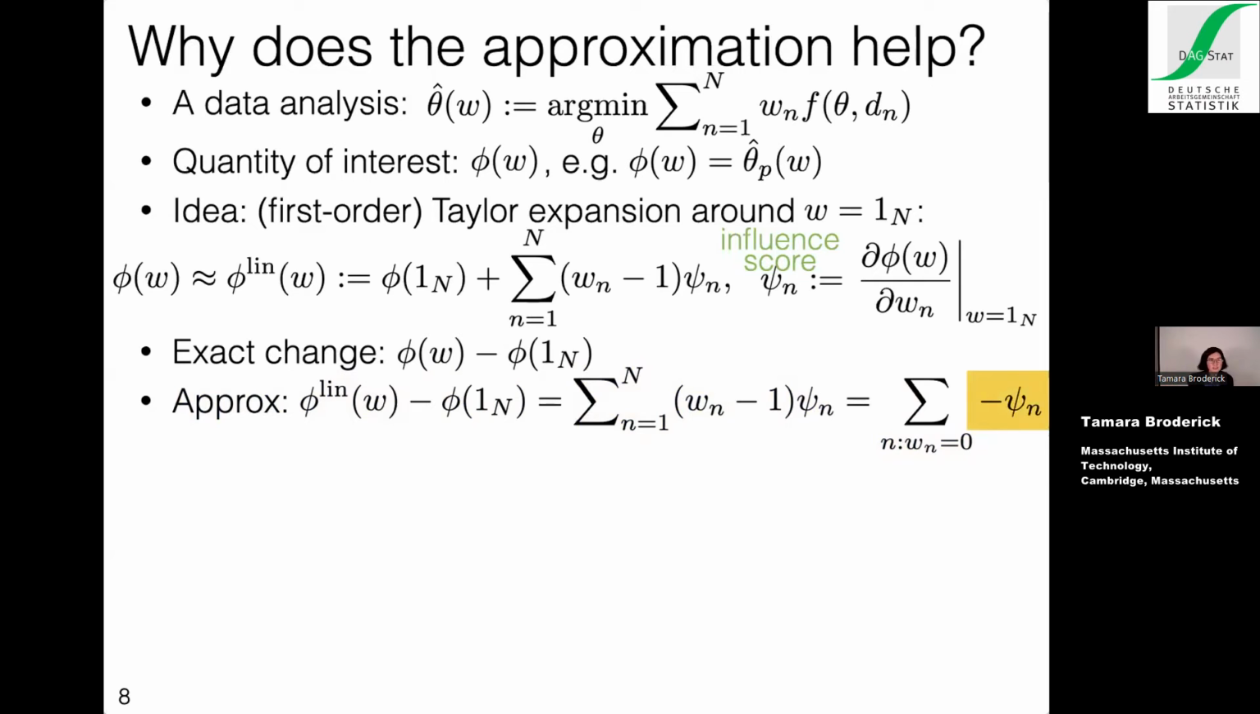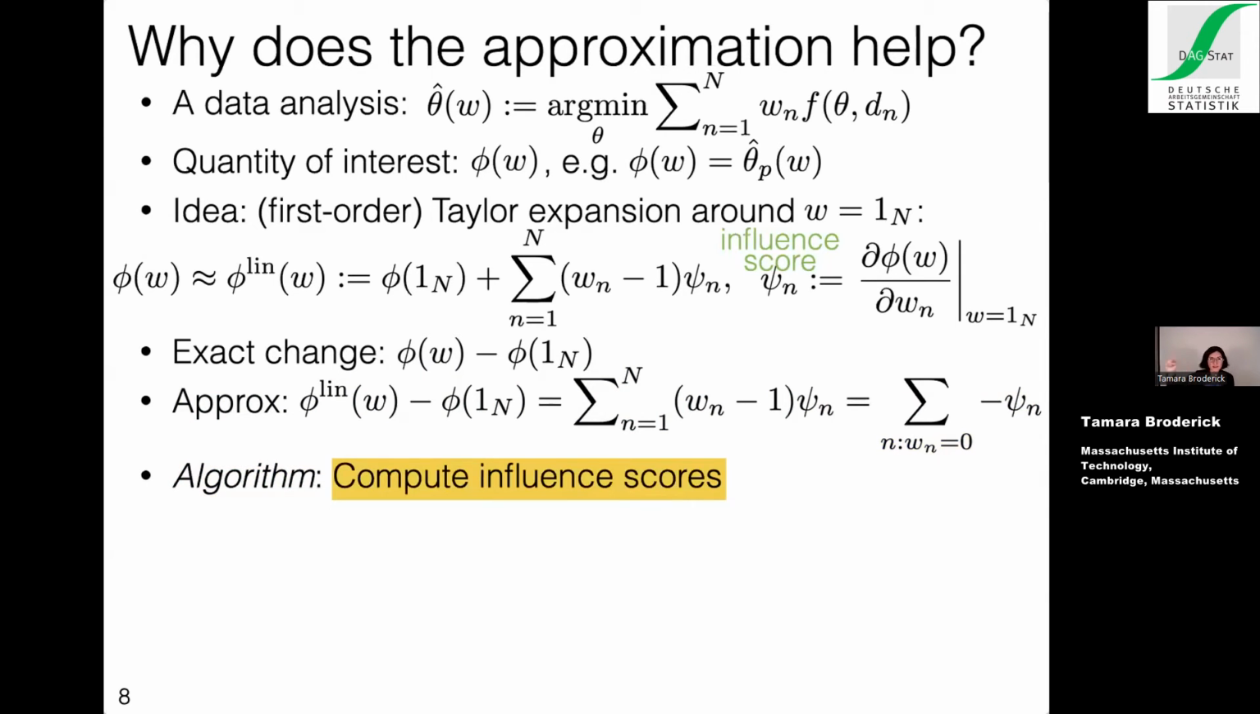Okay, so this suggests a general algorithm. The algorithm says, step 1, compute the influence scores. That's going to be a linear time operation in the number of data points. Step 2, sort the influence scores.